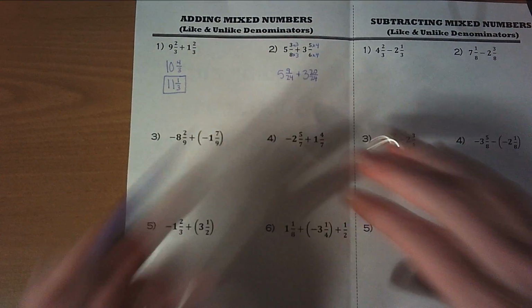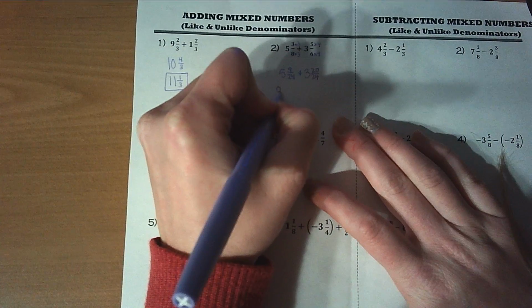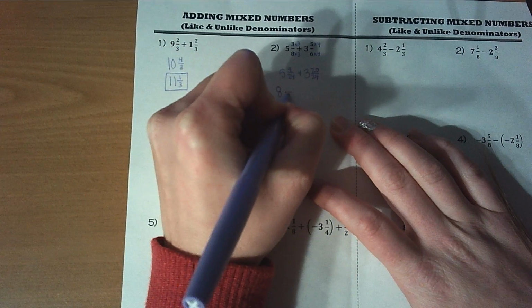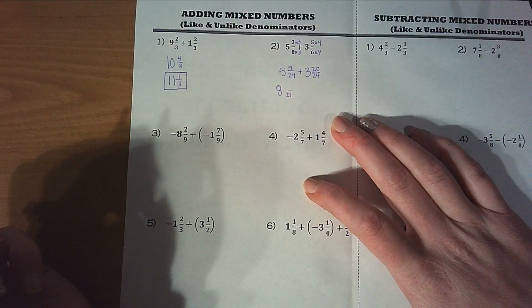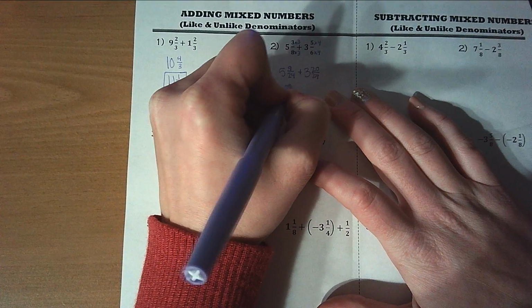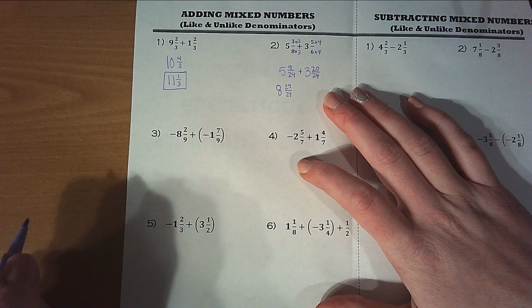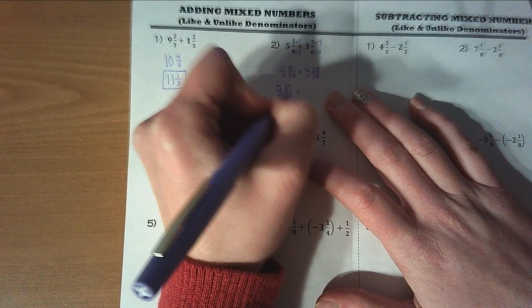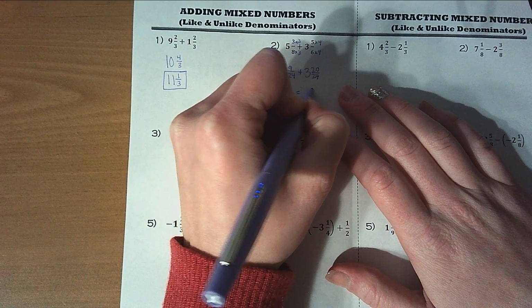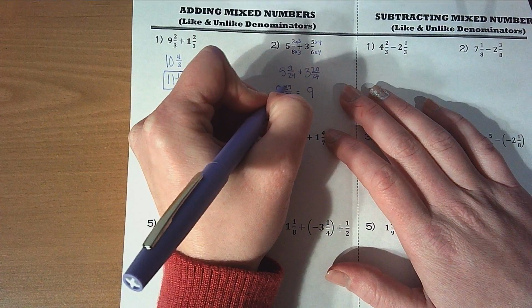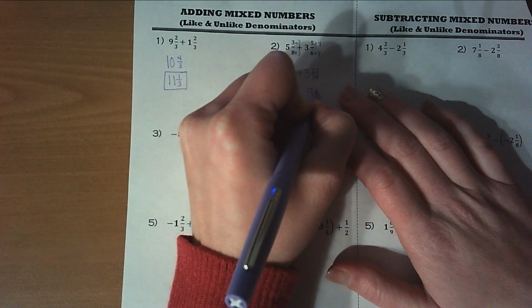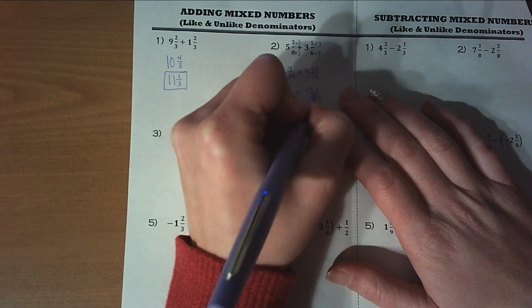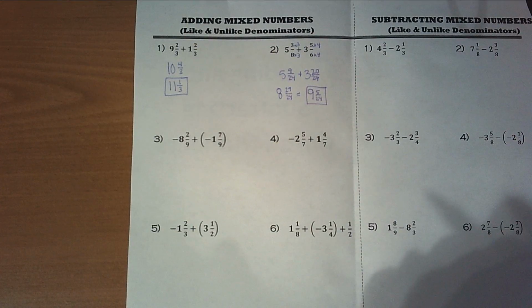Now I can add my whole numbers. 5 plus 3 is 8. I've got like denominators, so my denominator will be 24, and 9 plus 20 is 29. When I do this now, I realize that this is an improper fraction, so I've got to take 1 whole away from 29 24ths and make 8 into 9. And then 29 minus 24 leaves me with 5 left over. So I have 9 and 5 24ths as my answer here.